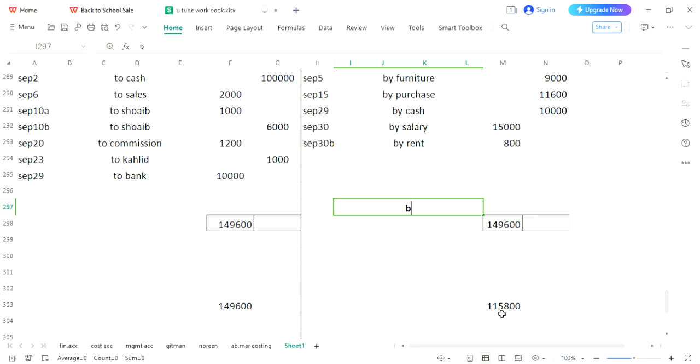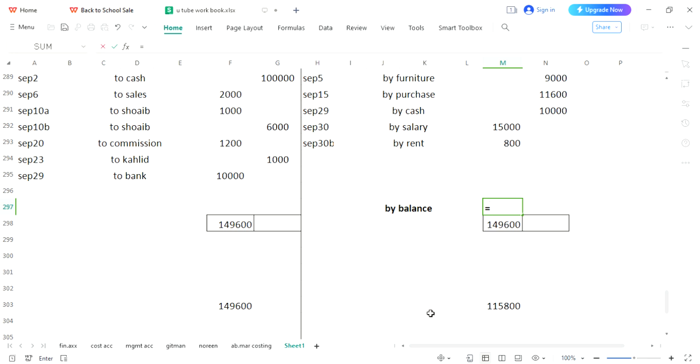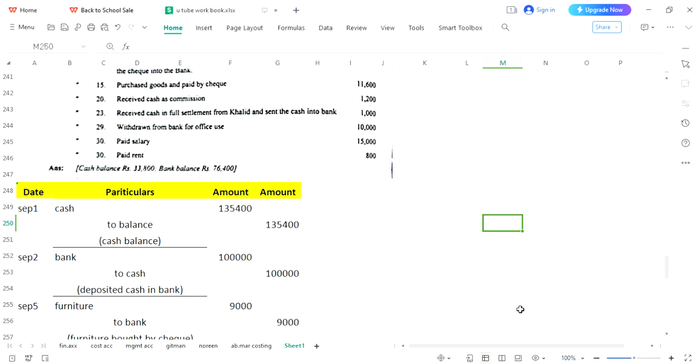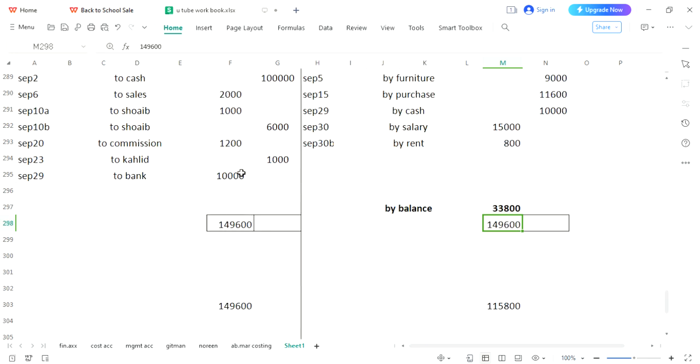And here you will write balance. And how would you calculate? By subtracting the smaller sum from the larger sum. The larger sum was 149 and you will subtract the smaller sum which was 115. In this way, the first balance has been calculated, and please note it down. The answer was given over here 33800, and our answer is 33800. In this way, the first answer has been completed.